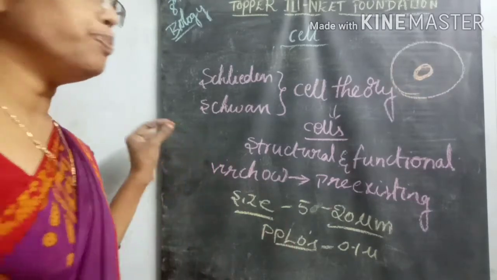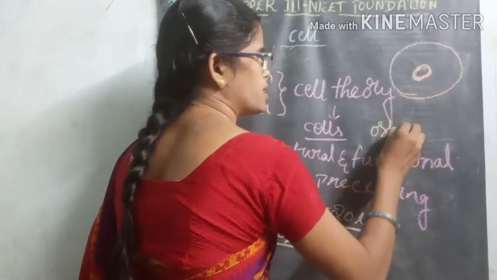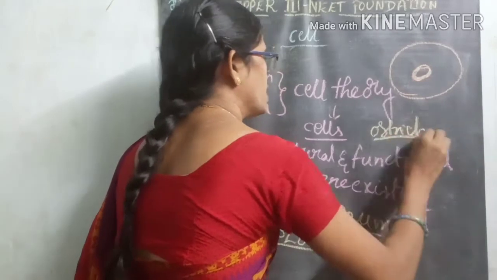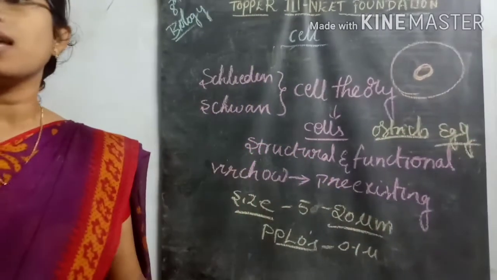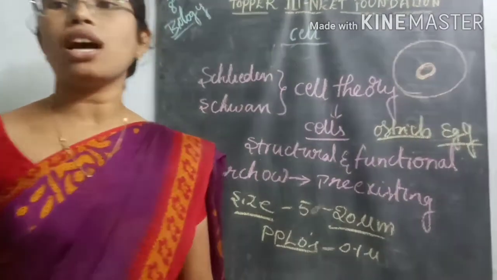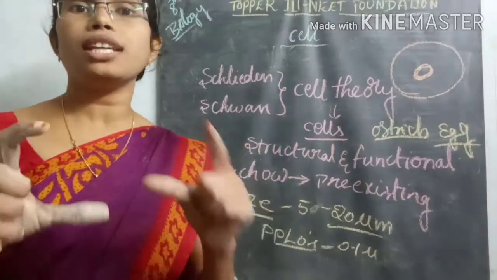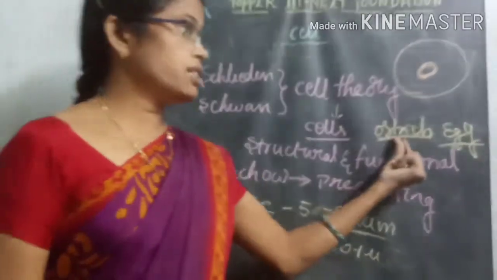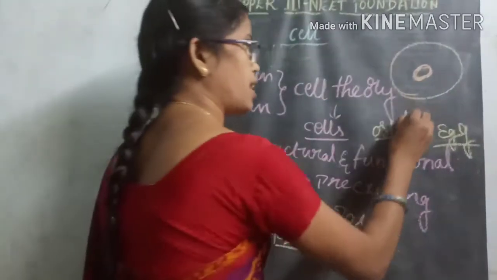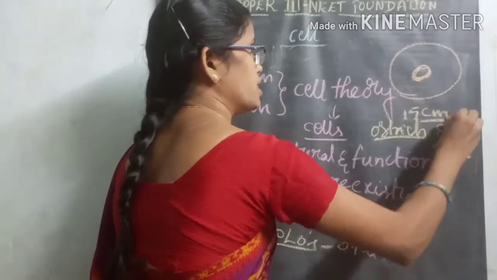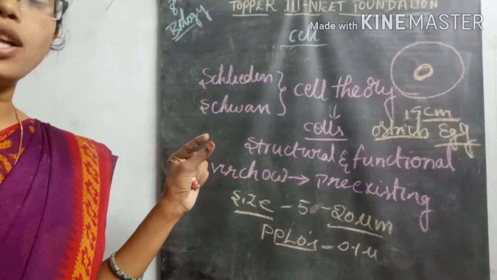And what is the largest cell in organisms? That is the ostrich egg. The ostrich egg is the largest cell. The diameter of this largest cell is approximately 15 centimeters, and the ostrich egg is one single cell. So the length or diameter of this cell is 15 centimeters. So it is the largest one.